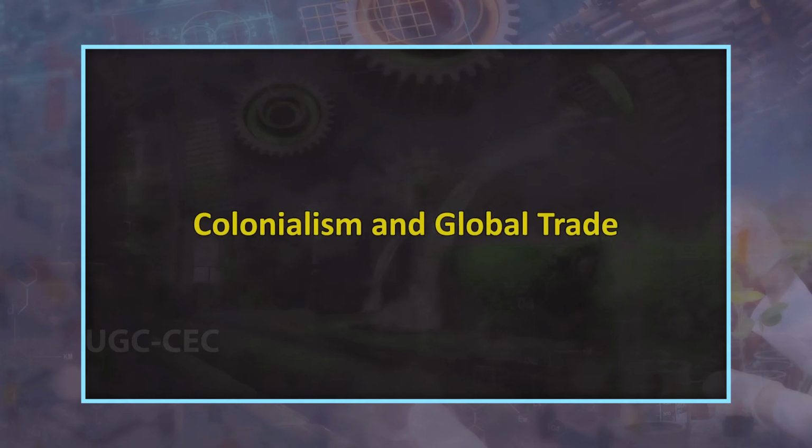Urbanization. As industries grew, people moved from rural areas to cities in search of work, concentrating labor and creating hubs of industrial activity. Colonialism and global trade. European powers had access to vast colonial resources and markets. This not only provided raw material but also markets to sell manufactured goods.